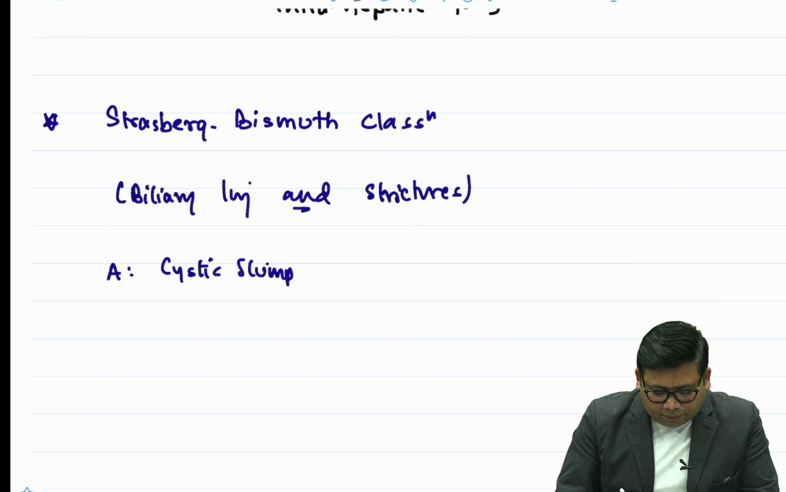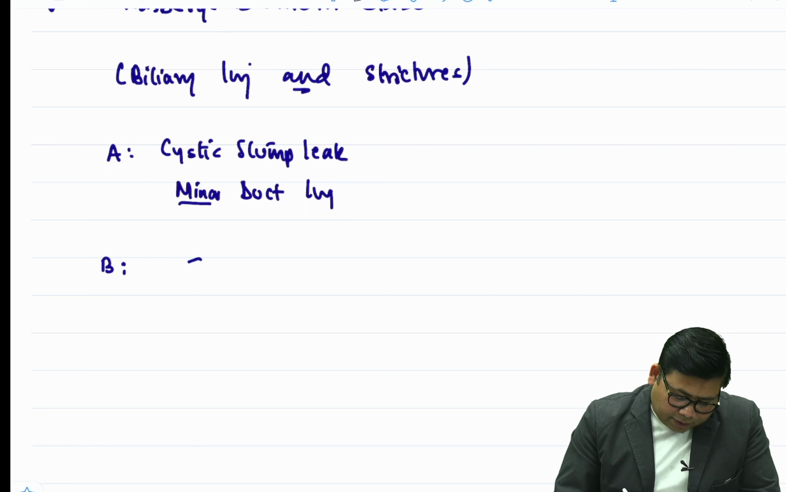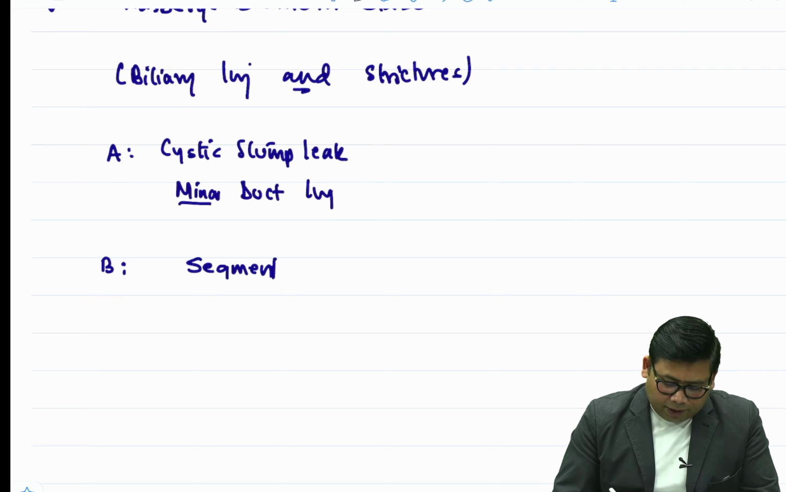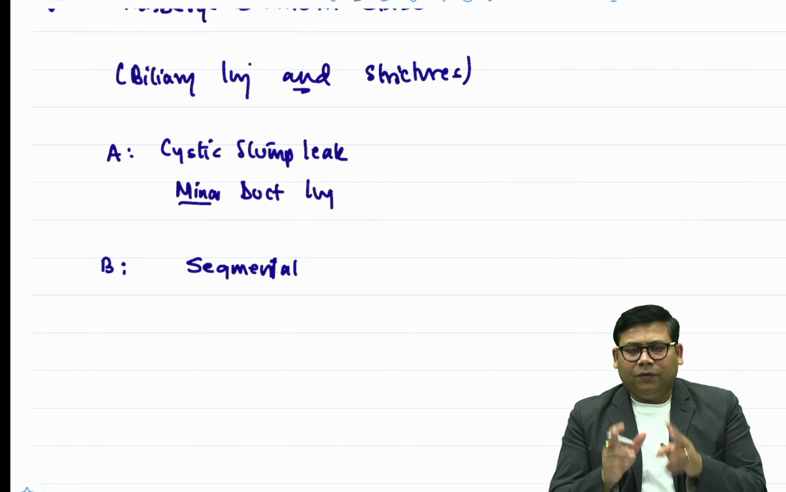So cystic stump leak or minor duct injury. Then type B and type C deal with segmental duct injury. So segmental ducts, like the right posterolateral duct, without any bile leak. So if you ligate the segmental duct and there is no bile leak, but you have injured the duct.